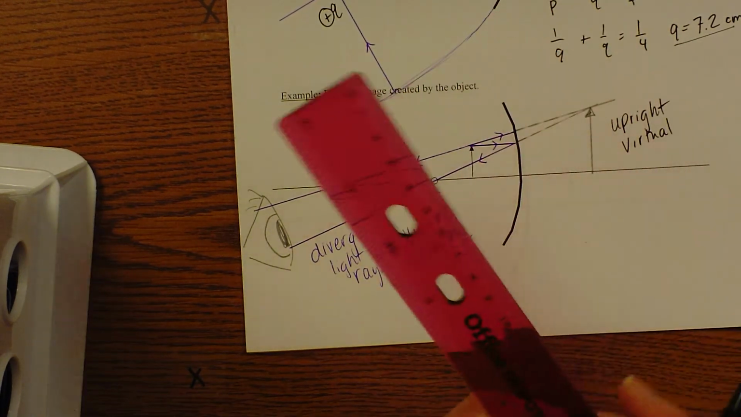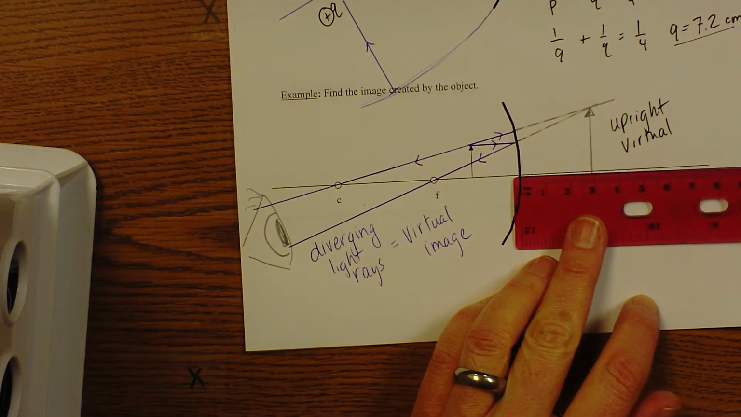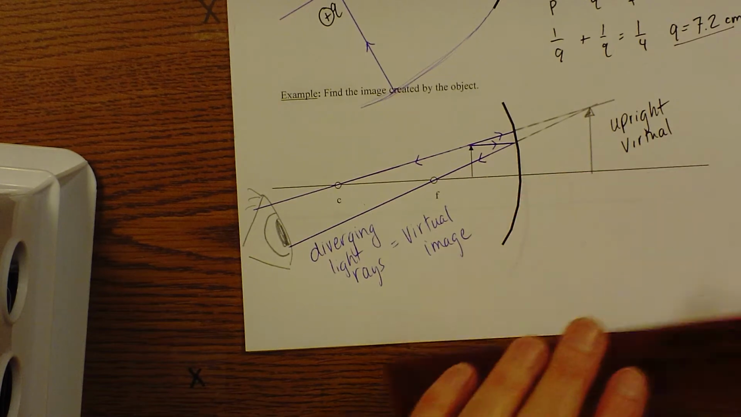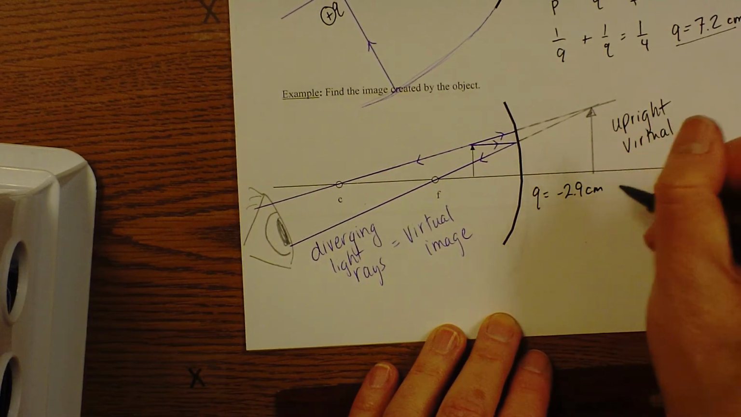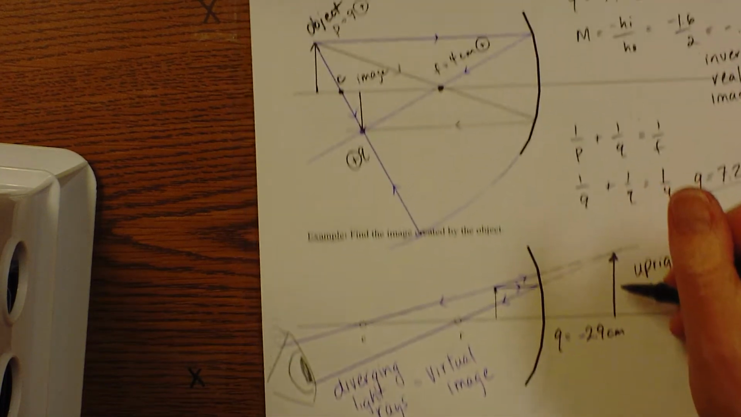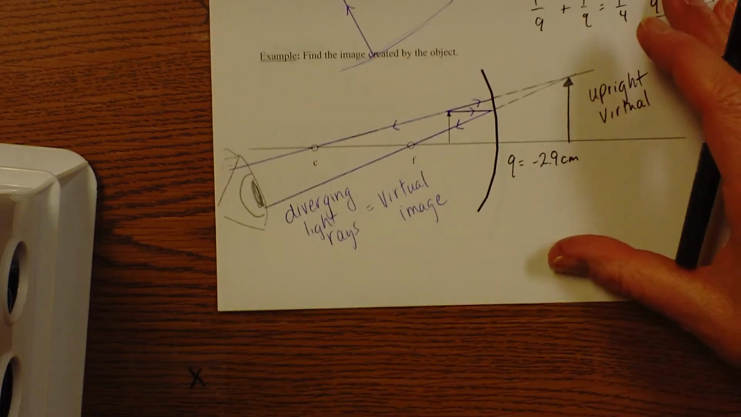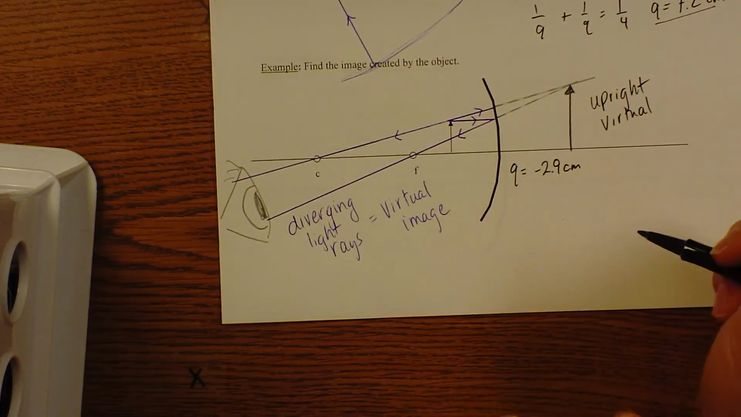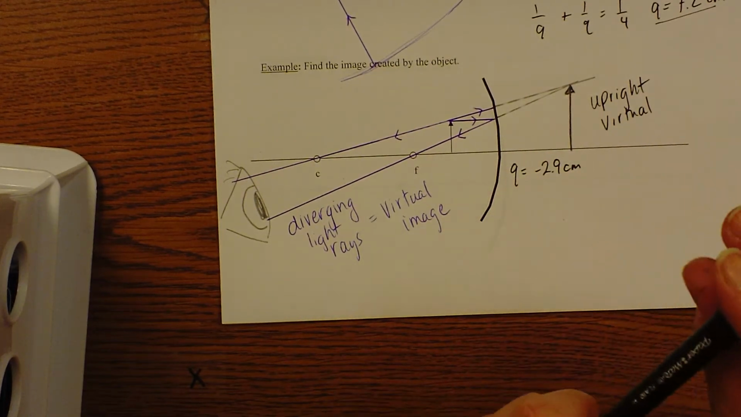Now to compute, there's a couple things I can figure out from my ray diagram here. One thing I can figure out is Q. Q is about 2.9. And because the image is on the other side as compared to my first diagram, remember Q was positive there, now Q is negative. So when we have a virtual image, Q is negative.